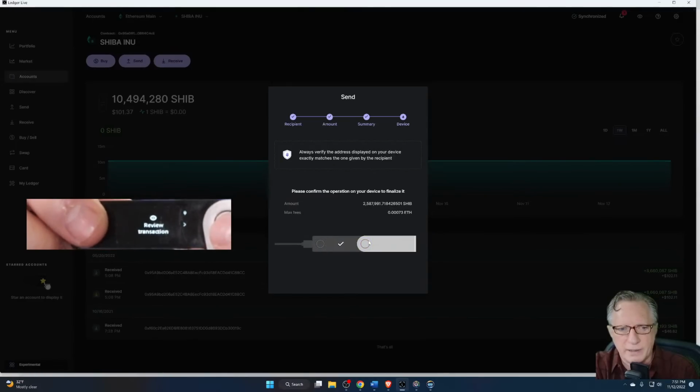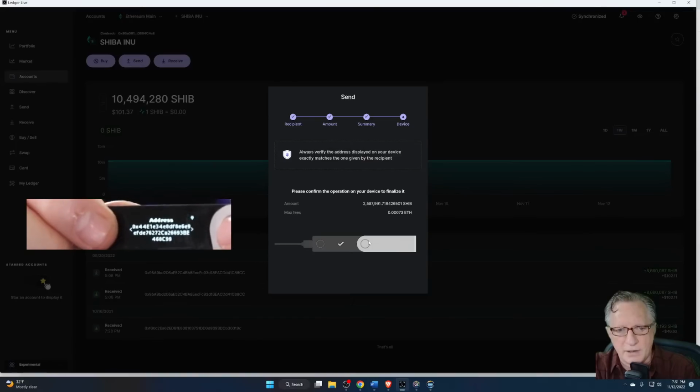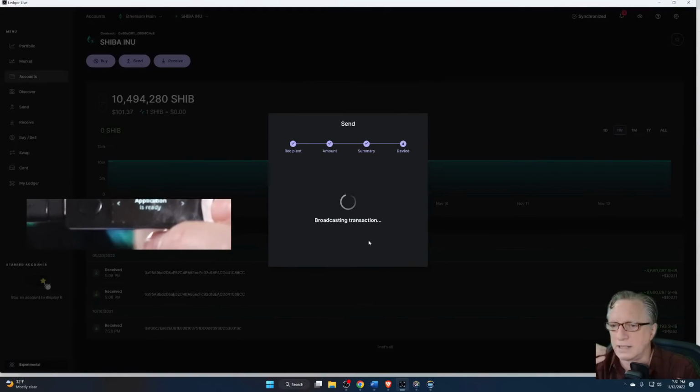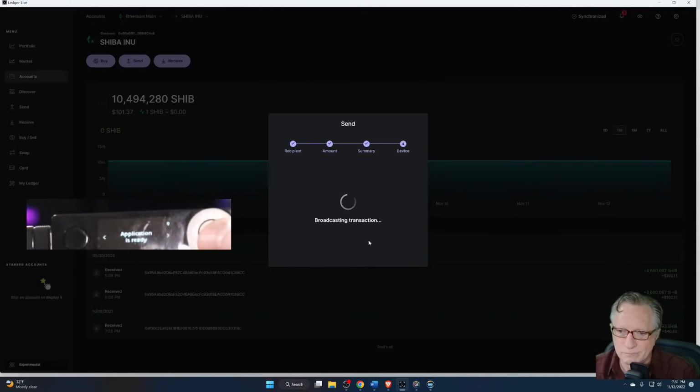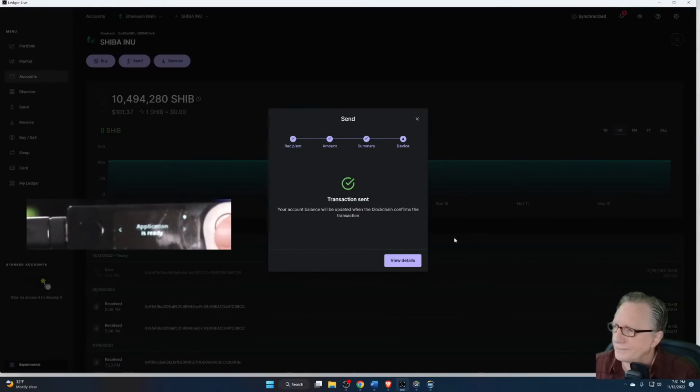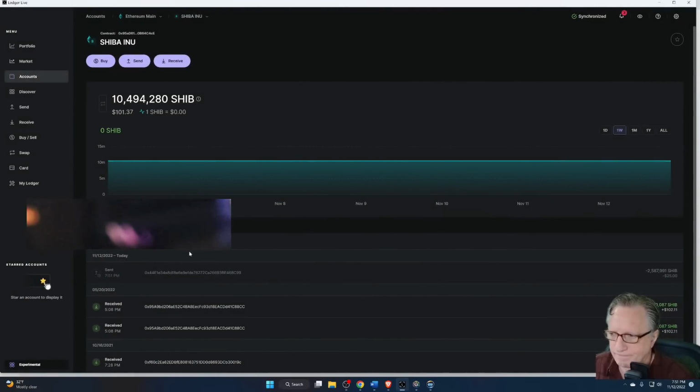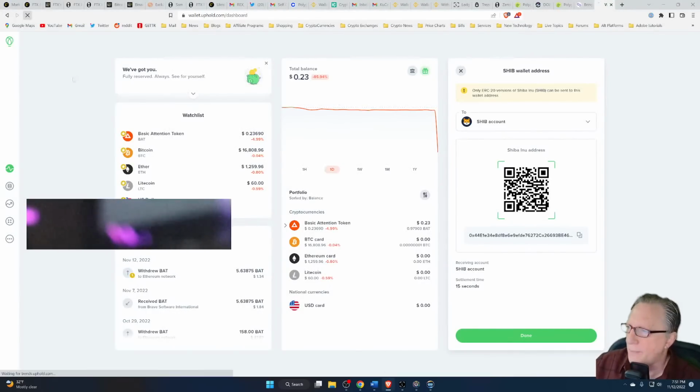Sorry about this glare. All right, so we're going to review the transaction. We're sending SHIB to that's our Uphold account address right there. And I don't know how long it's going to take to confirm over there. Off it goes. And so we'll hang out and see what happens over here.